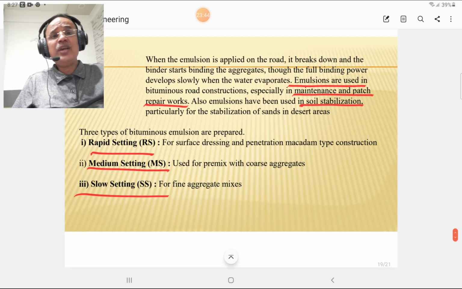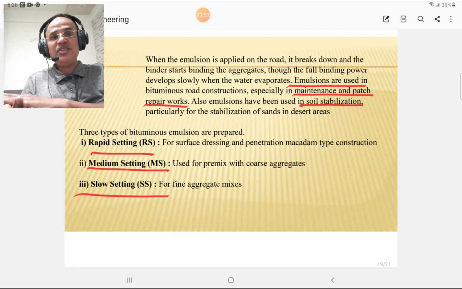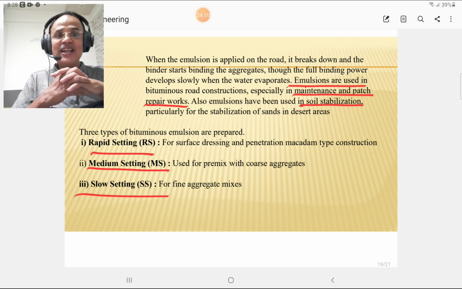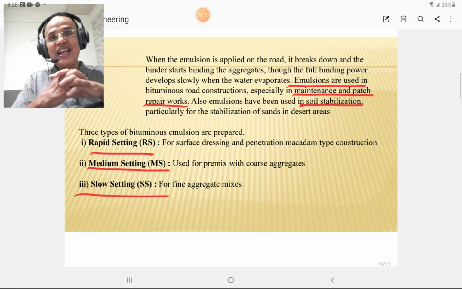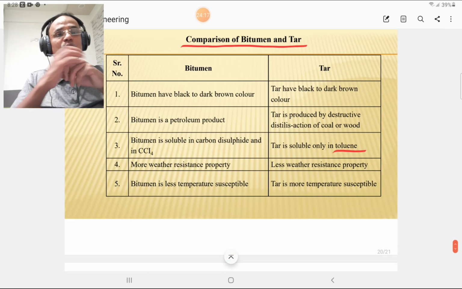Emulsions are used for pothole and repair work. That is very important, and they are also used in soil stabilization. So emulsions are used in patchwork, in maintenance works, and in soil stabilization. Emulsions are also classified as rapid setting, medium setting, and slow setting. Rapid setting is used for surface dressing, medium setting is used for premix with coarse aggregate, and slow setting is used for fine aggregate mixes. That is very important.